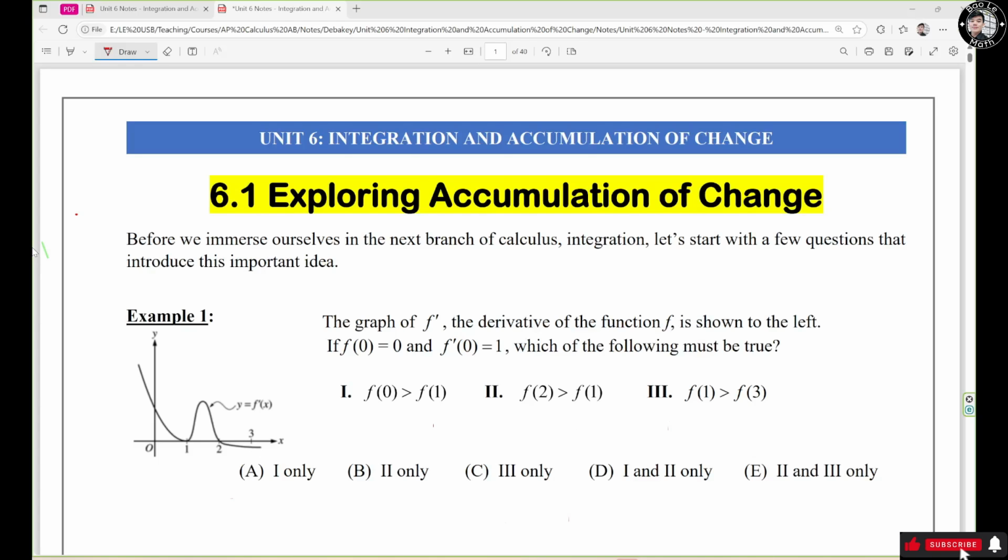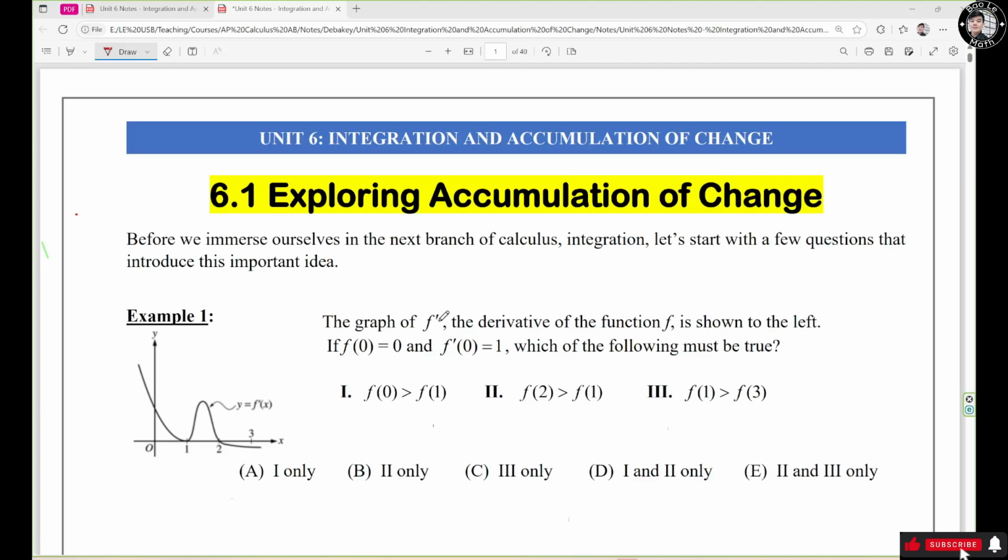Hello everyone, in this video we're going to explore topic 6.1, exploring accumulation of change. Alright, before we immerse ourselves in the next branch of calculus, let's start with a few questions that introduce this important idea. Alright, example number 1.